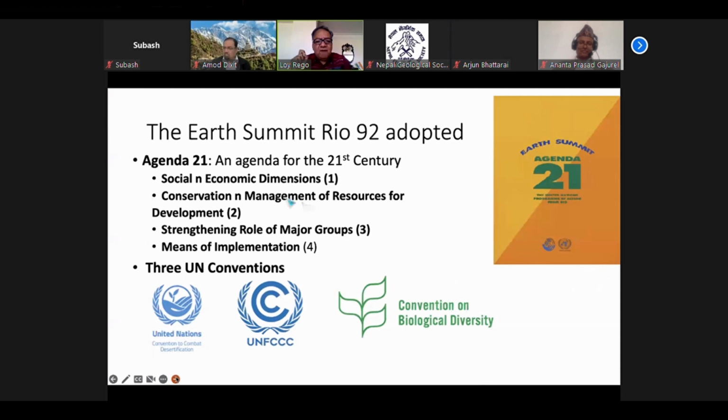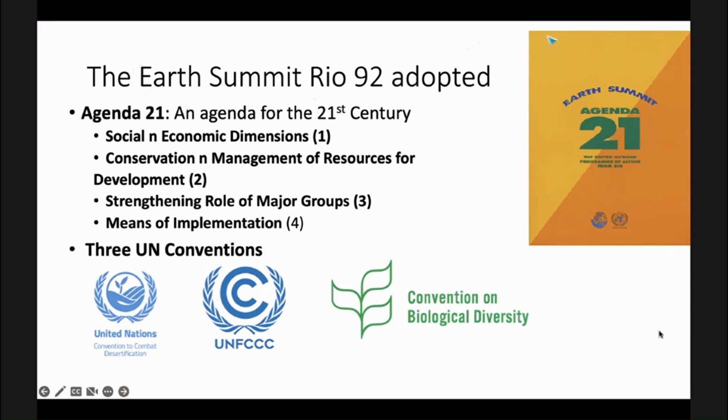The idea of major groups, 9 major groups, is a concept you must understand and ally with. And finally, it articulated very clearly the Convention on Biodiversity and the Convention to Combat Desertification in the left-hand corner.